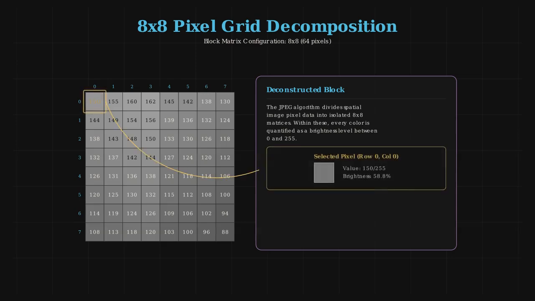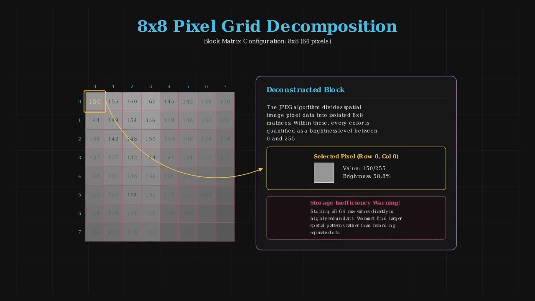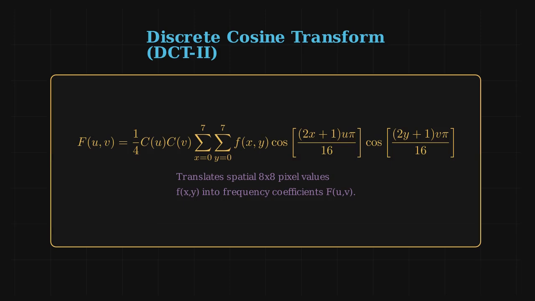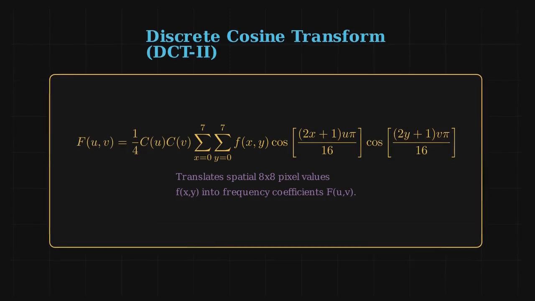Within each block, every pixel contains a value from 0 to 255 representing its brightness. But trying to store all 64 individual numbers directly is incredibly inefficient. We need a way to look at patterns, not individual dots. This is where we transition from space to frequency using the Discrete Cosine Transform, or DCT.